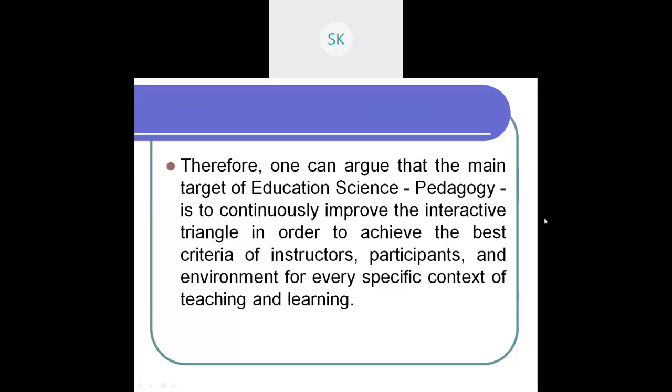Therefore, one can argue that the main target of education science and pedagogy is to continuously improve the interactive triangle in order to achieve the best criteria of instructors, participants, and environment for every specific context of teaching and learning. Because if you are offering an e-learning course, you should think about the interactive triangle: the instructor, other participants, and the environment, what platform we are using.